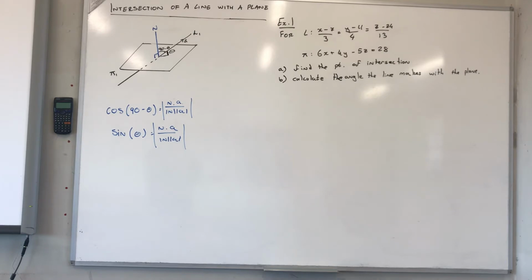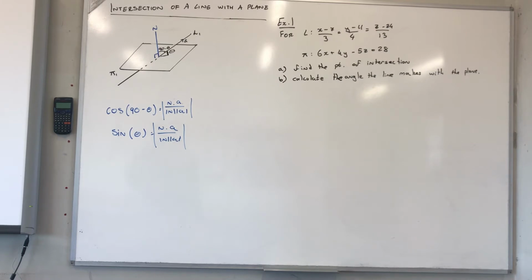If we were to get a negative answer there, we would end up with a value greater than 90, which we know it can't be. So it's really just an adaptation of the formula from higher. And as long as you can remember how to interpret the line equation and the plane equation, you will be fine. First thing I need to do is find the point of intersection, which is just rearranging of algebra, and then we'll go into part B.